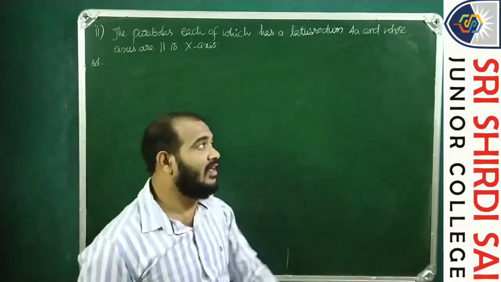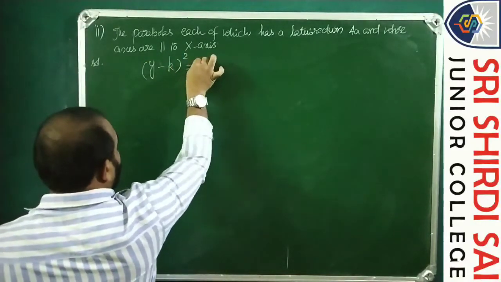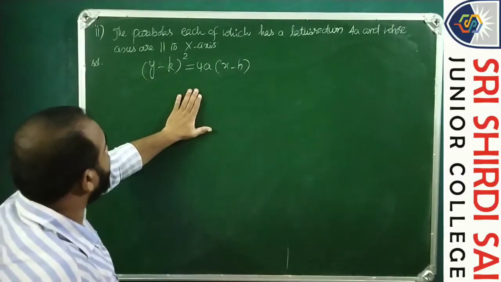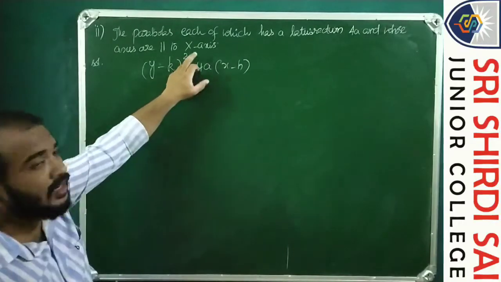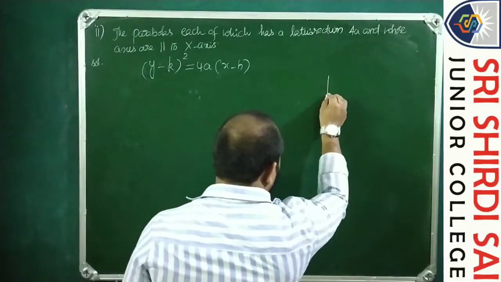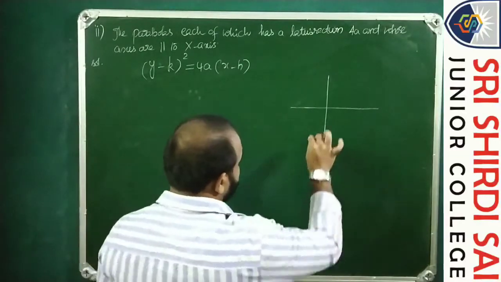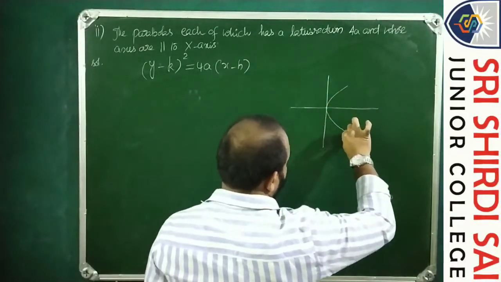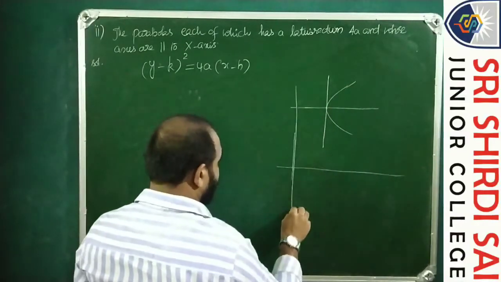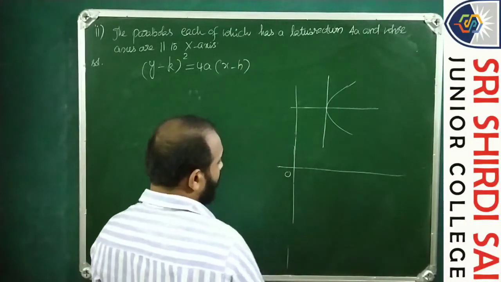So the parabola corresponding to the given data is of the form y minus k whole square equals 4a into x minus h. This is the parabola which is parallel to x-axis and has the latus rectum 4a. I will tell you. See, this is the parabola, symmetric about x-axis. So this is my chord axis, and this is O, origin 0 0.